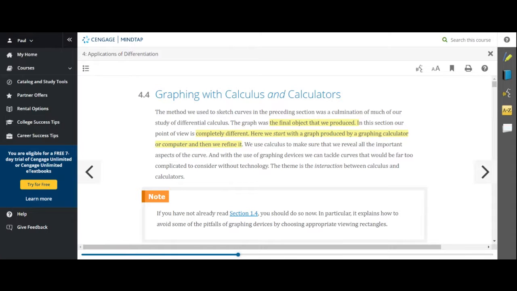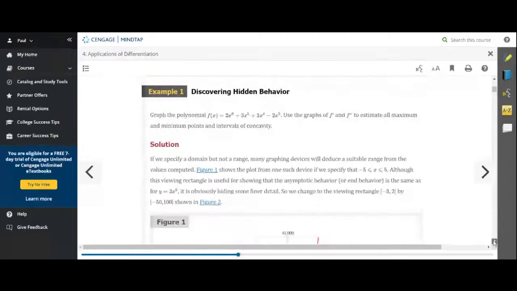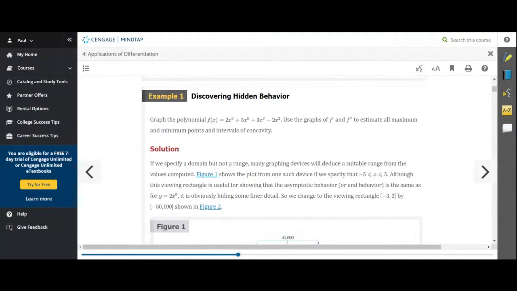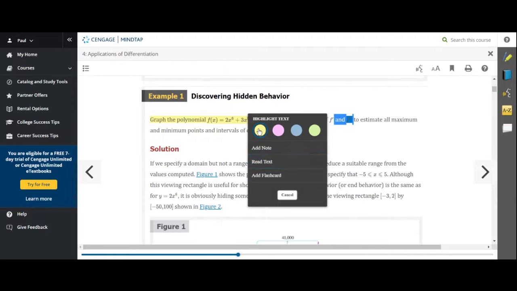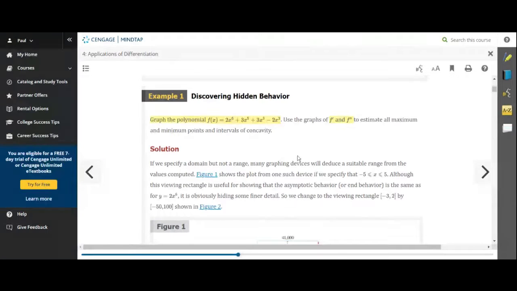So let me just go through an example here. Of course, my emphasis is on 4.3, but nevertheless, 4.4 is a topic that is supposed to be covered. So in example 1, they want you to graph this 6th-degree polynomial, and then use the graphs of the first and second derivative to estimate all maximum and minimum points.